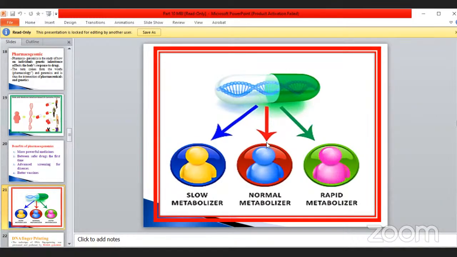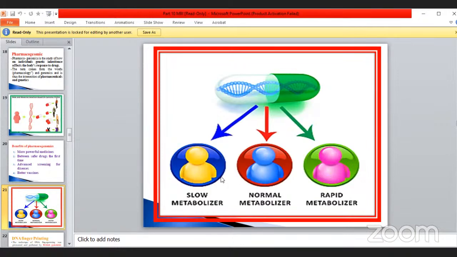This is the 50%. This is the normal metabolism. Rapid metabolism: suppose when you take the tablet, within a few minutes the fever is completely recovered. Otherwise it will take 4 to 5 days, or 2 days, or 1 day or 1 hour. So these are the differences.